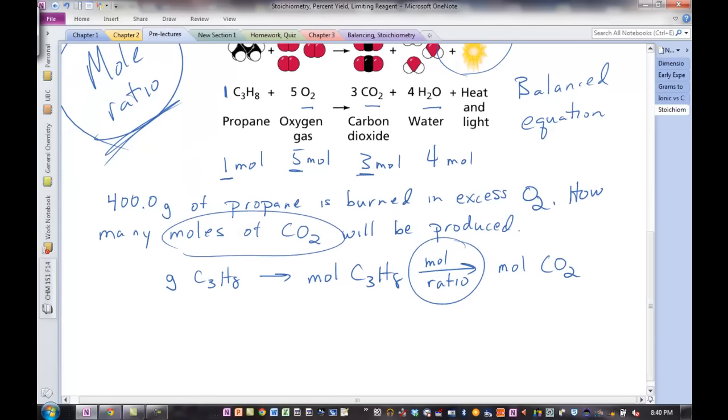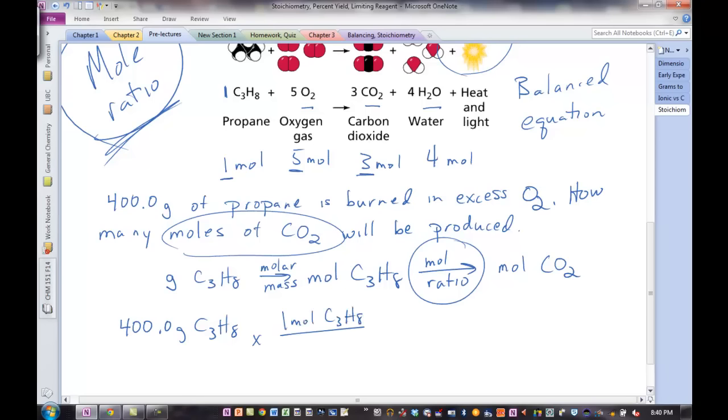All right, so do we know how to go from grams to moles? I hope so. What do we need? I've asked that question way too many times. Molar mass. So, 400 grams. Calculate the molar mass of propane. I hope I did that right. I did that right before I started this pre-lecture.